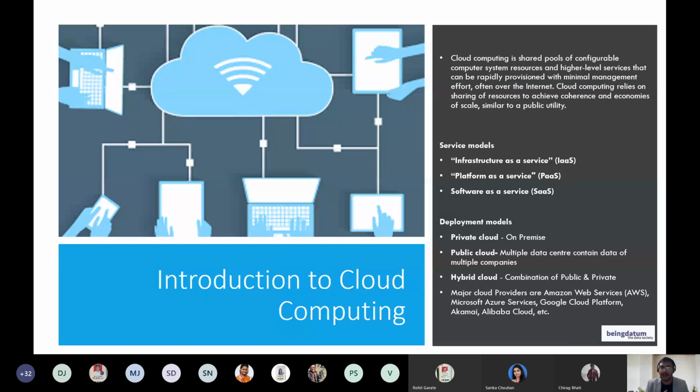service providers do have. So this is about the cloud, where we talk about the service model, we talk about the deployment model, and we talk about the major cloud vendors. Okay.